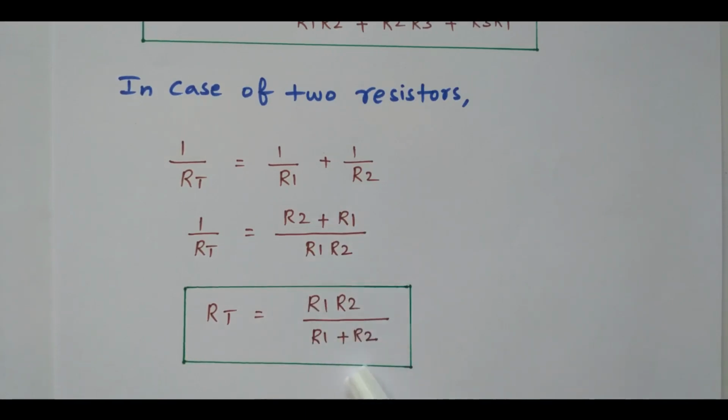So this is a standard formula. In case of parallel combination, the resultant or equivalent or total resistance is R1 R2 divided by R1 plus R2. Multiply both the resistors, divided by the sum of both the resistors. So now we got the expression for total resistance in case of parallel combination for 3 resistors as well as 2 resistors. Now we'll see one problem.